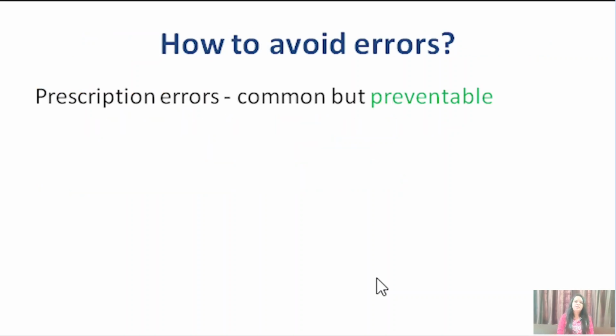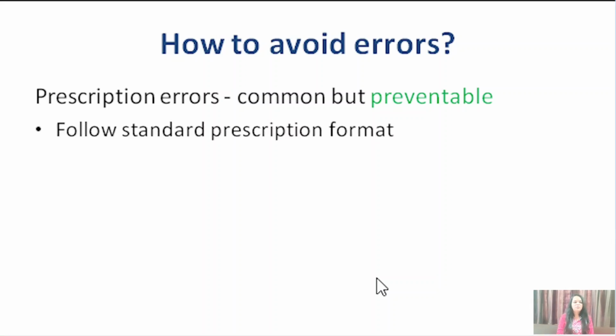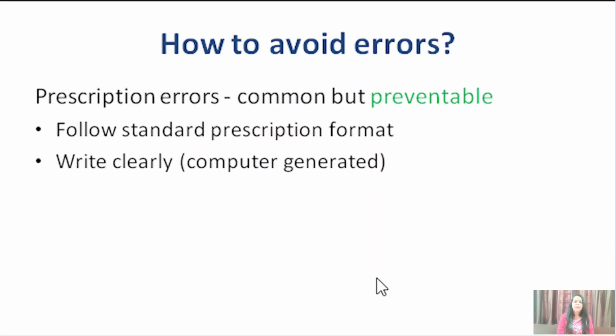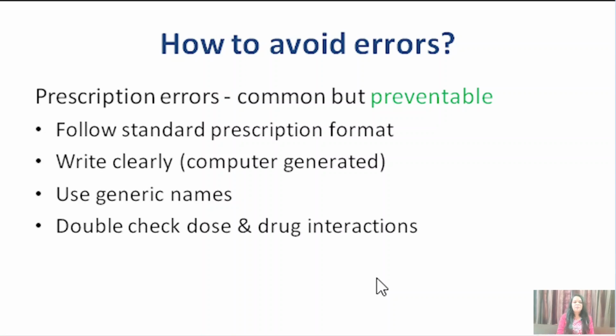So prescription errors, although they are common, are preventable. So how can you avoid this type of error? Follow standard prescription format, write in clear handwriting, or if your handwriting is not good, then you can use a computer generated prescription. Use the generic name of the drug as much as possible. Double check the dose and drug interactions for the patient's safety. At the same time, you have to also educate the patient regarding the drug intake.